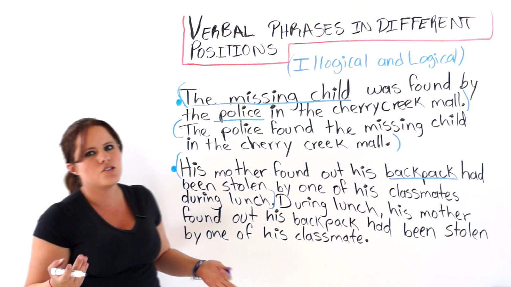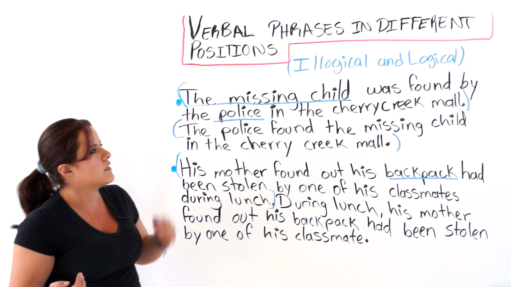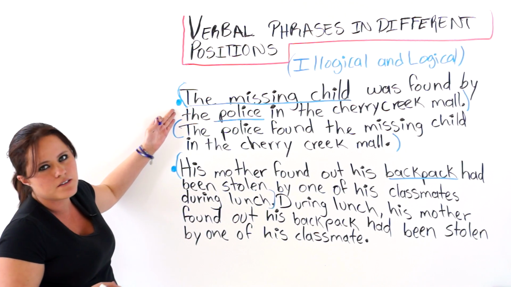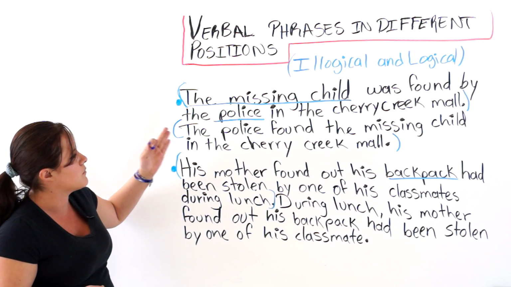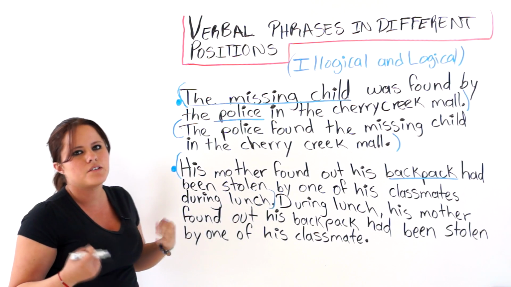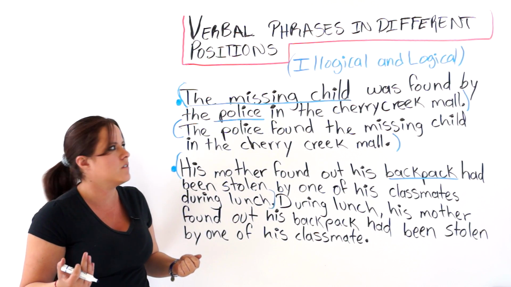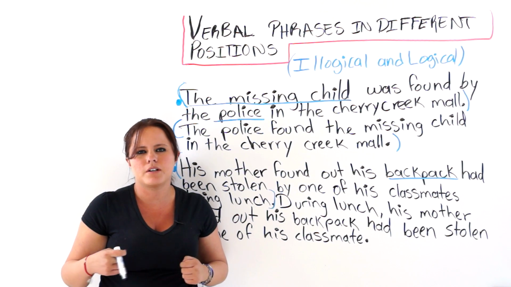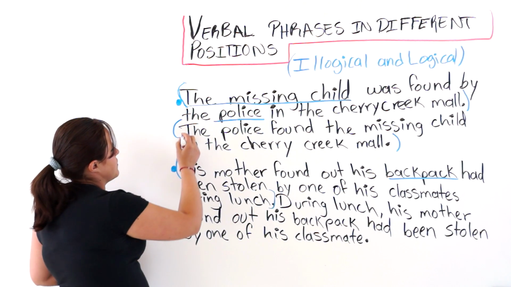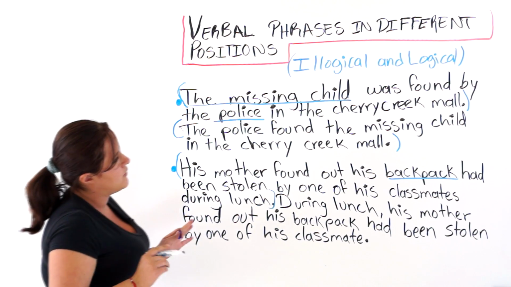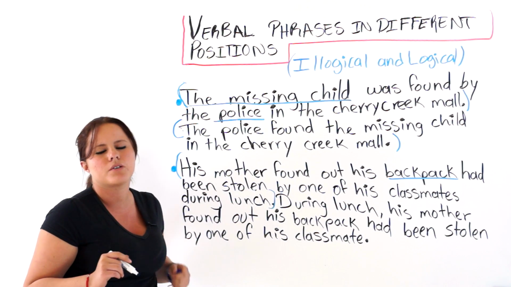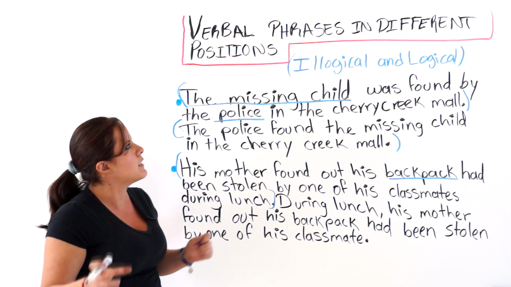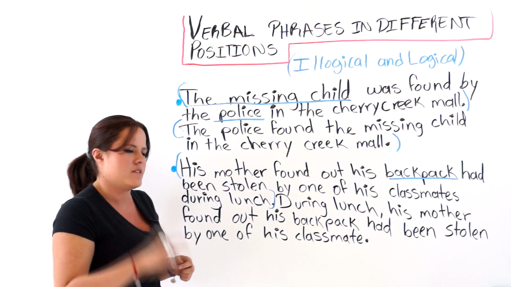So that is an illogical sentence, a verbal phrase placed in a wrong or awkward position. This is also the passive voice. The missing child was found by the police in the Cherry Creek Mall. But it is still a little bit illogical if you want to follow the common subject, verb, and object pattern in a sentence. So we changed it here to: the police found the missing child in the Cherry Creek Mall. We changed the passive voice into the active voice, and we placed the verbal phrase in its place.